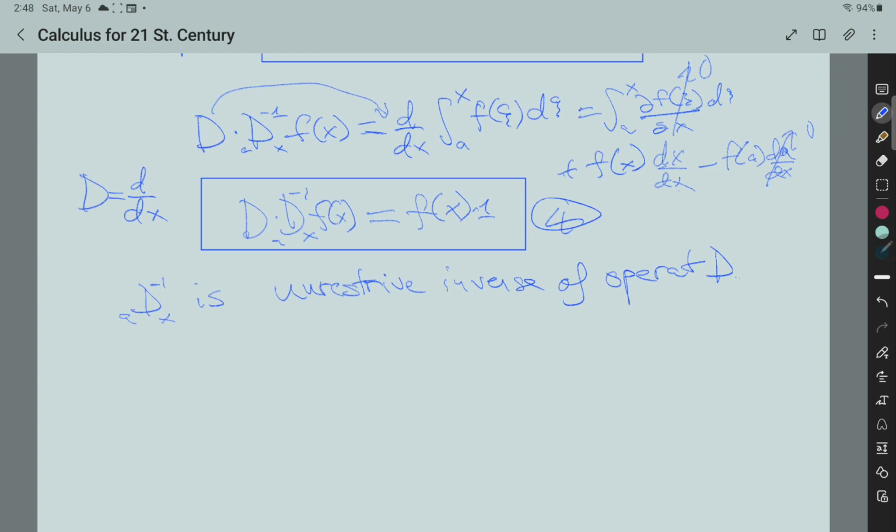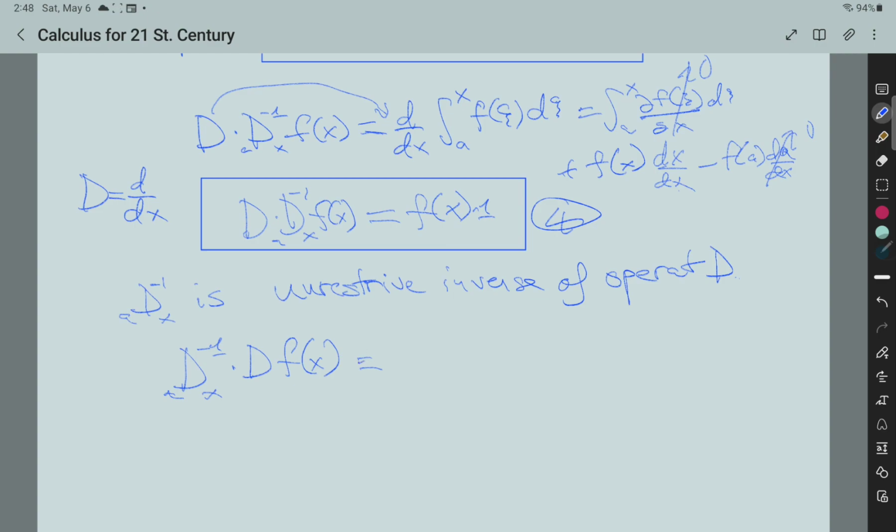Okay, so now what would happen if d and d to the minus 1 reverse? That's going to be the next formula. So instead of having d first, you're going to have the integral first, d to the minus 1 from a to x of d f of x. Will this still give us f of x or something else?